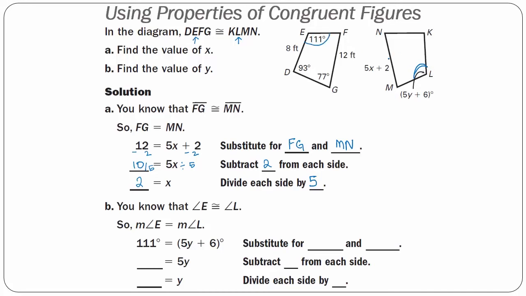Since I know these two angles are congruent, I know that their measures are equal, so I can say that the measure of angle E is equal to the measure of angle L. I can substitute 111 degrees for the measure of angle E and 5y plus 6 for the measure of angle L, and solve for y. Start by subtracting 6 on both sides. 111 minus 6 is 105. Isolate y by dividing by 5 on both sides, and 105 divided by 5 is 21. So y is equal to 21, or 21 is equal to y.